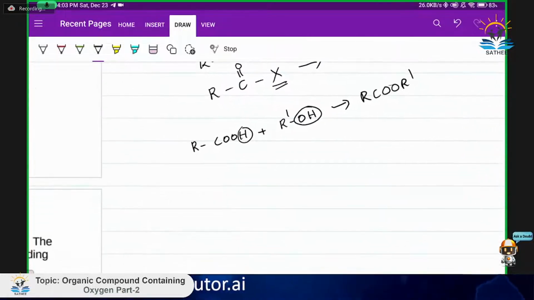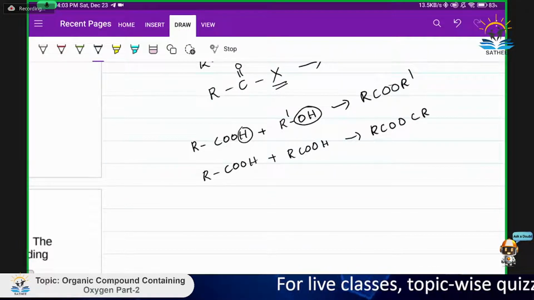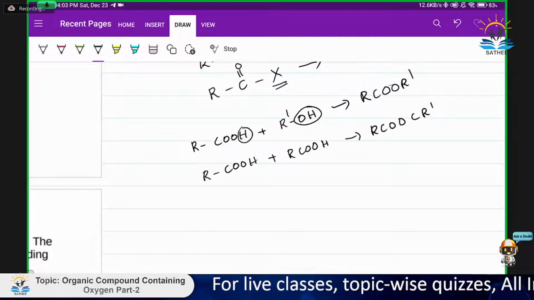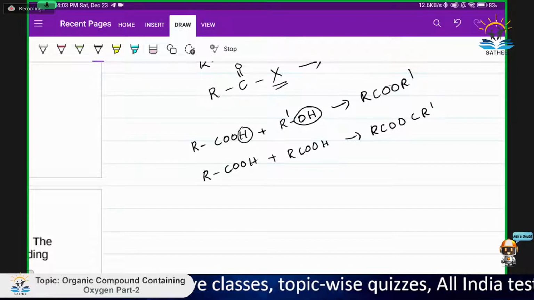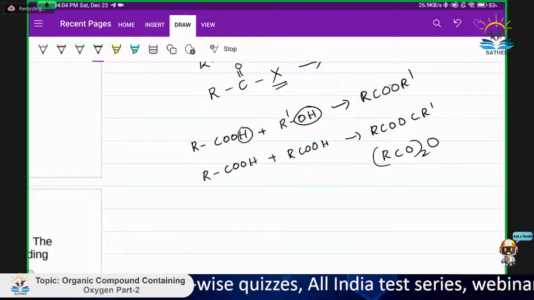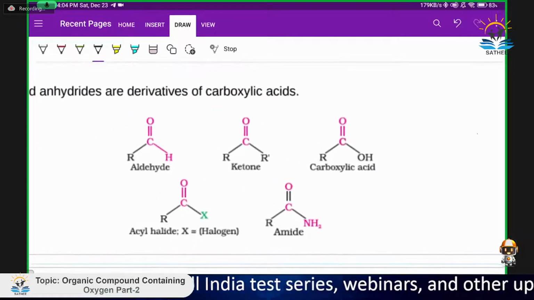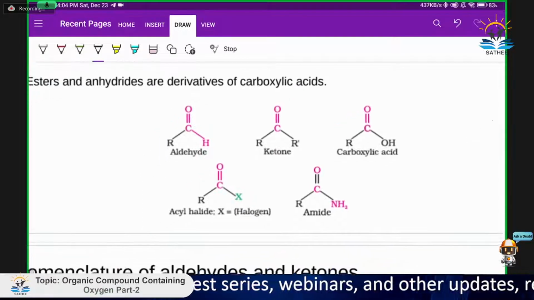It's an ester. So, what's an anhydride? It's a condensation product of two carboxylic acids. So we will get RCOO, or we can simply denote it as RCO, called acid anhydride. So we have given the general structure of all these compounds here.